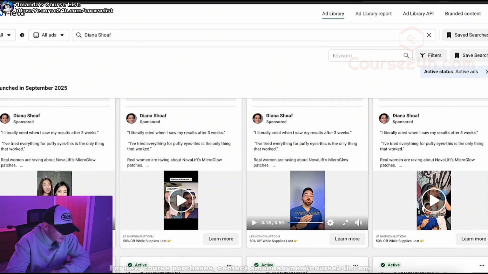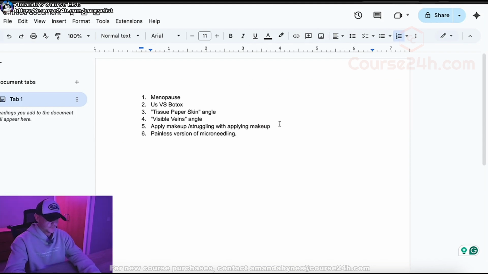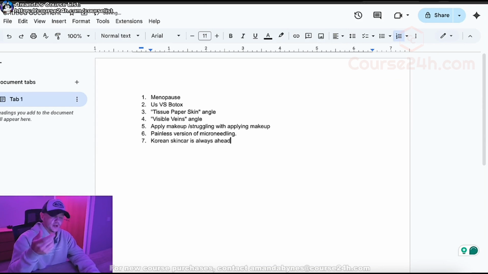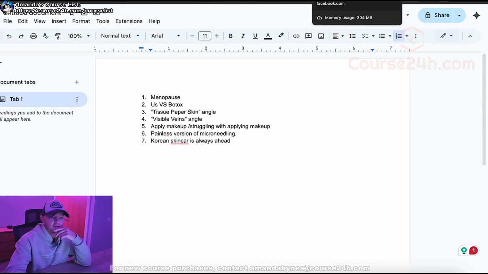Korean skincare has always been years ahead. There we go. There's the angle. So we've got Korean skincare is always ahead, and then we pull it into, it's come from Korea, right? So that is how we go about stealing angles from other brands.